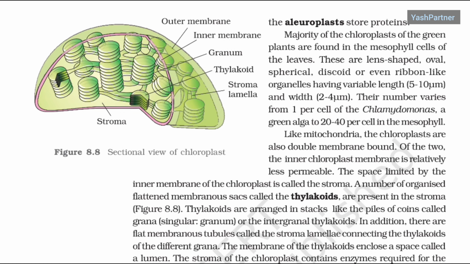Of the two, the inner chloroplast membrane is relatively less permeable. The space limited by the inner membrane of the chloroplast is called the stroma. A number of organized flattened membranous sacs called the thylakoids are present in the stroma, figure 8.8. Thylakoids are arranged in stacks like the piles of coins called grana, singular granum, or the intergranal thylakoids. In addition, there are flat membranous tubules called the stroma lamellae connecting the thylakoids of the different grana.